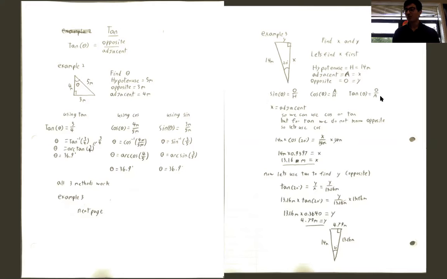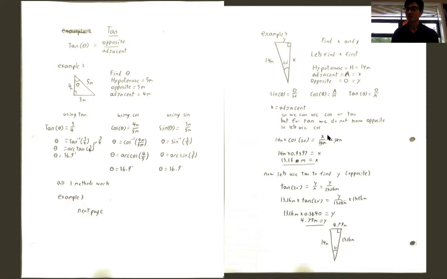You can choose x or y to start, but let's choose x. So let's figure out what x is. We have the adjacent. The 2 functions that have adjacent in them are cos and tan. But with tan, we need to know the opposite as well. We can't have 2 variables. We only have one unknown. We don't know what adjacent is, and we don't know what opposite is. So tan won't work. We need to use cos.